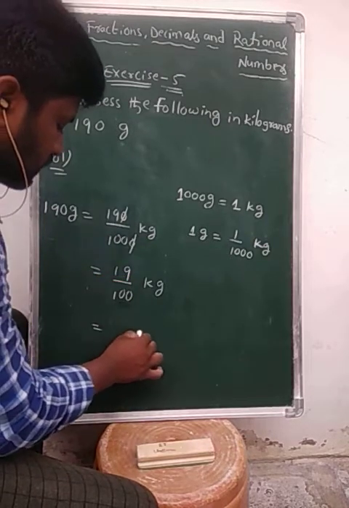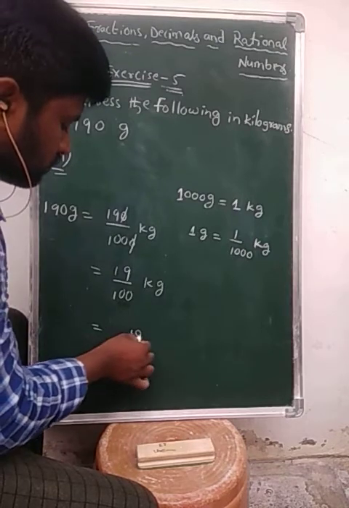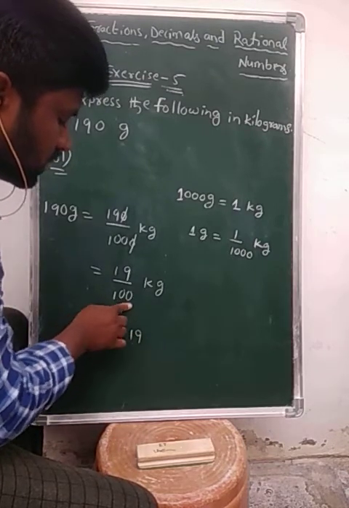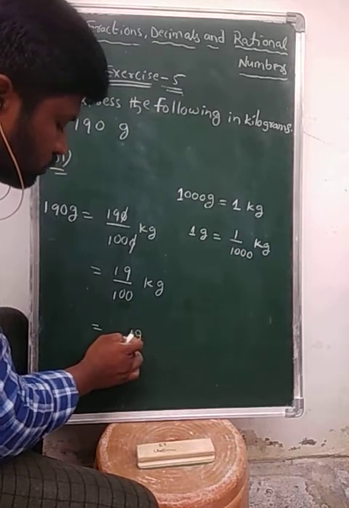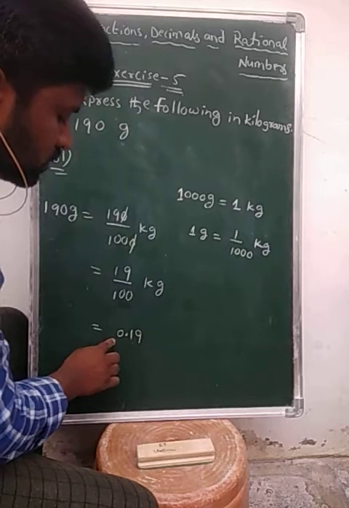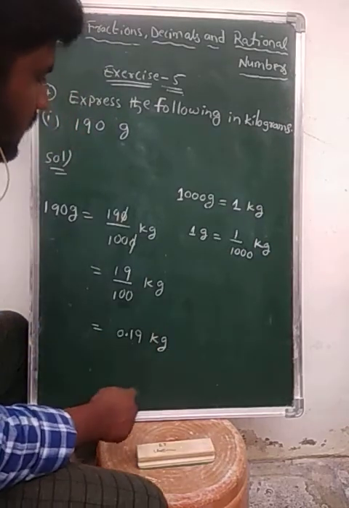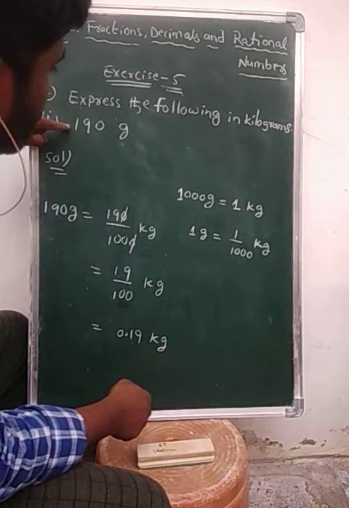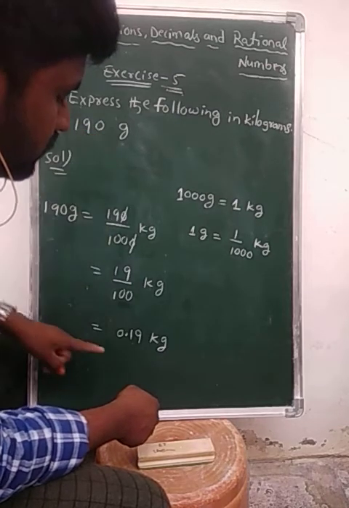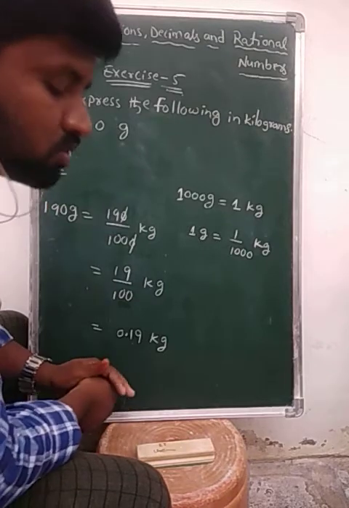Then we write it as usual, but before that we should keep the point. Here 2 zeros are there. From the right, count 1, 2. Before that, keep a point, that is 0.19 kg. Okay? So like this we can express 190 grams in kgs. Now see one more question in this exercise.